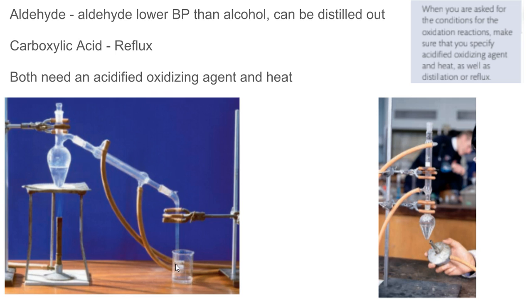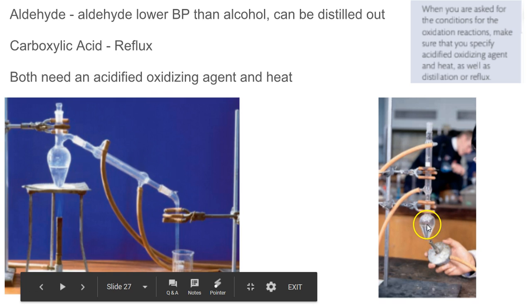If I want the carboxylic acid, pretty much what I do is as the aldehyde boils out, I condense it and make it fall right back into the container. And this is called a reflux because the aldehyde is constantly going back into the solution, which gives it time to become that carboxylic acid.